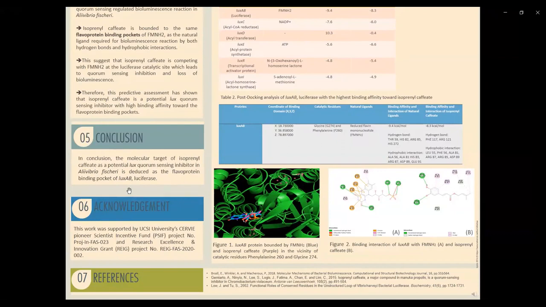So, in conclusion, the molecular target of isoprenucleopate as a Lux chromosome sensing inhibitor toward the erythropoietic fishery is deduced to be the flavin binding pocket on LuxAB protein, which is a luciferase. This early predictive assessment has established the basis for further gene expression study. So this is my acknowledgement and also the reference. With this, I end my presentation.